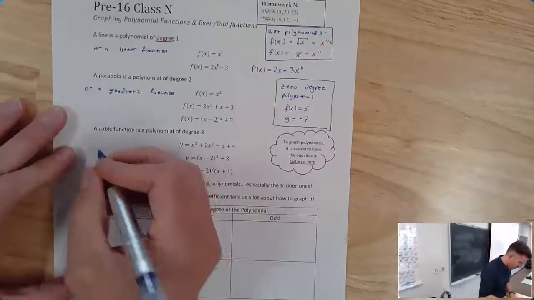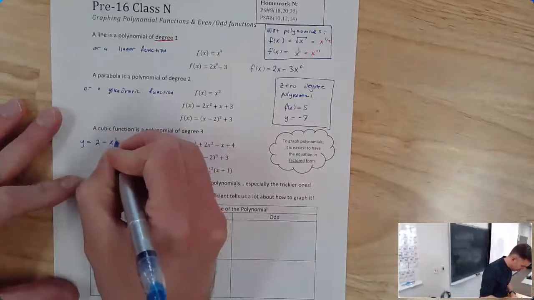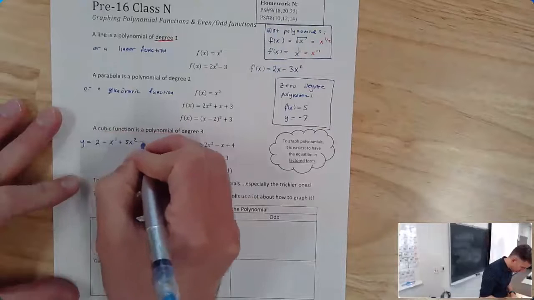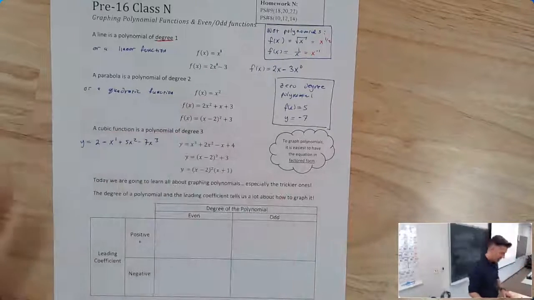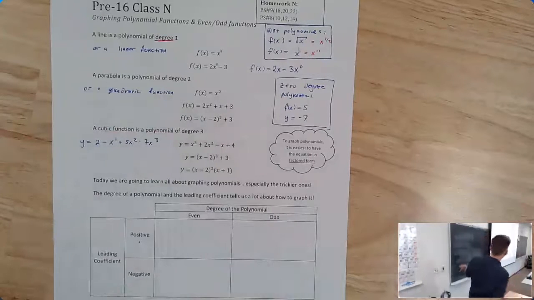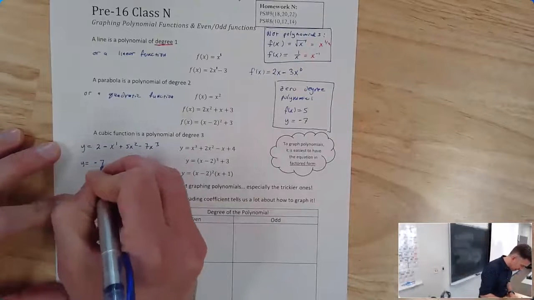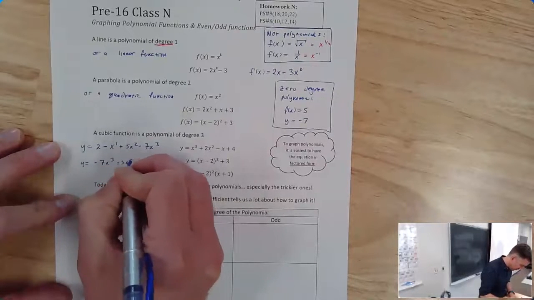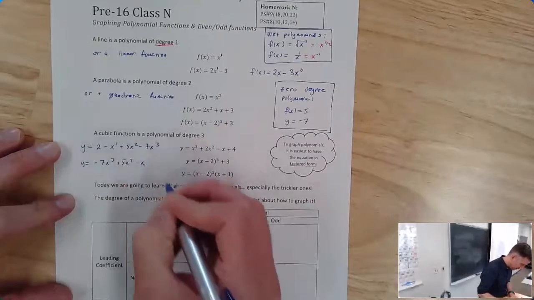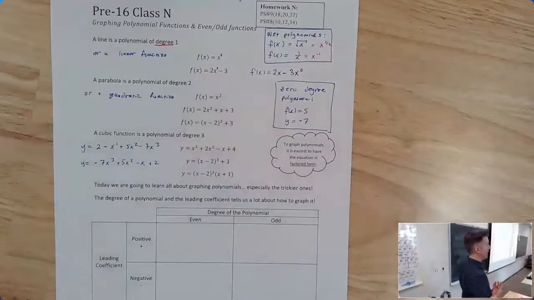So for example, if I wrote out y = 2 - x to the first + 5x squared - 7x cubed, that's still a degree 3 polynomial because the highest power of x is still 3. I wouldn't write it that way. I would definitely rewrite it in the standard form as -7x cubed + 5x squared - x to the first + 2. But either way you write it, it still has the same highest power, so it still has the same degree.